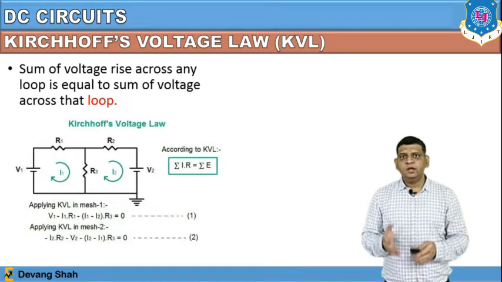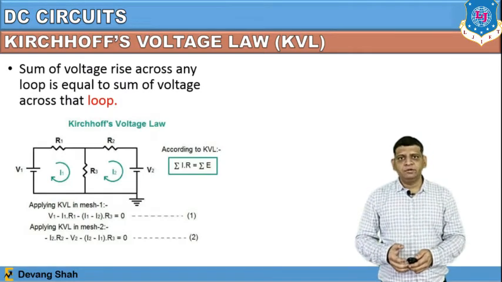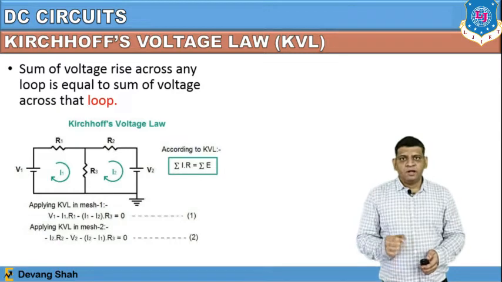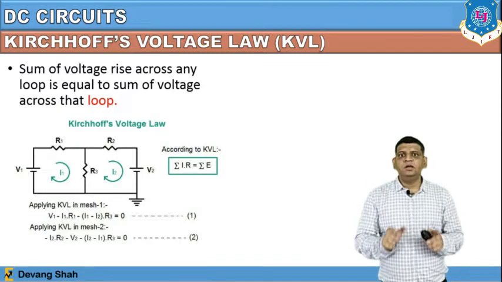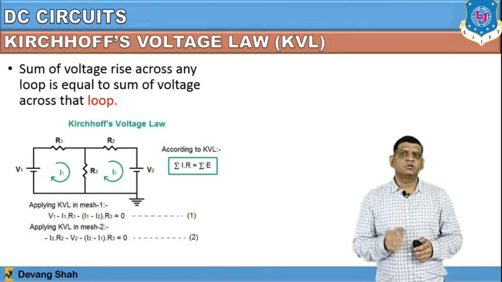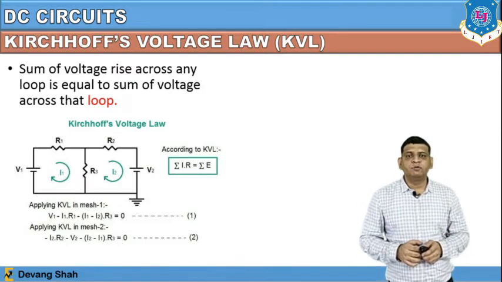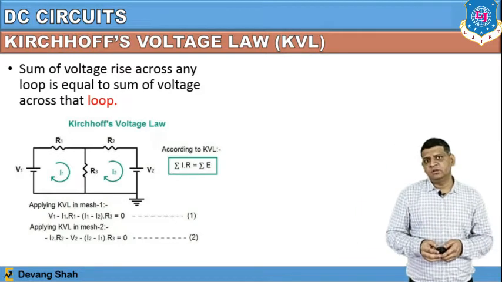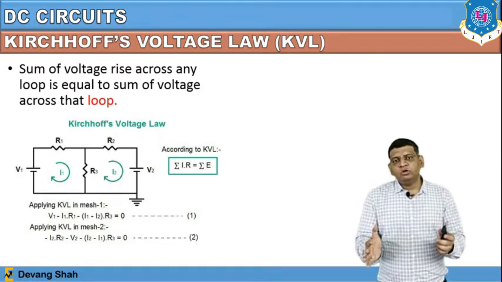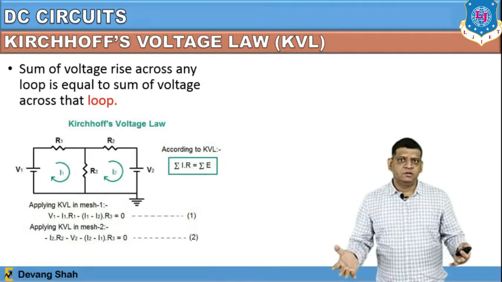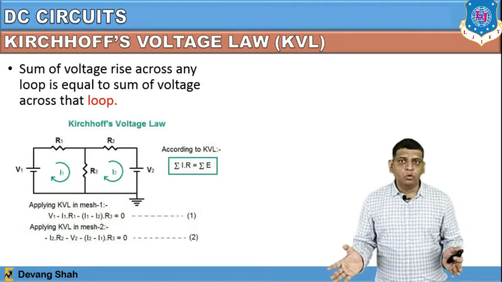So here V1 minus I1 into R1 minus R3, but the current is I1 minus I2, because through R3 there are two currents flowing in opposite directions to each other. So ultimately Kirchhoff's laws are based on a balance sheet, right? The balance sheet must be equal to 0.